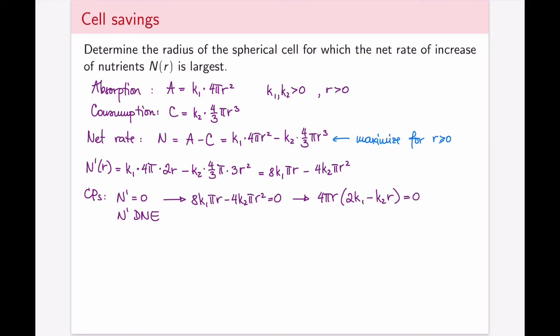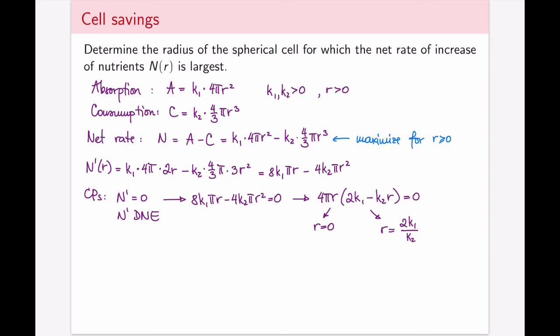Excellent. Now that I have this equation in two pieces, I know that the product of two things is 0 only if one of the things is 0. So either 4 pi r is 0, which means r is 0, because surely 4 is not 0 and pi is not 0, we know their values. Or this second bracket is 0. And if I set this to be 0 and solve for r, my only unknown, remember that k1 and k2 are constants, I'm going to get that r is equal to 2k1 divided by k2.